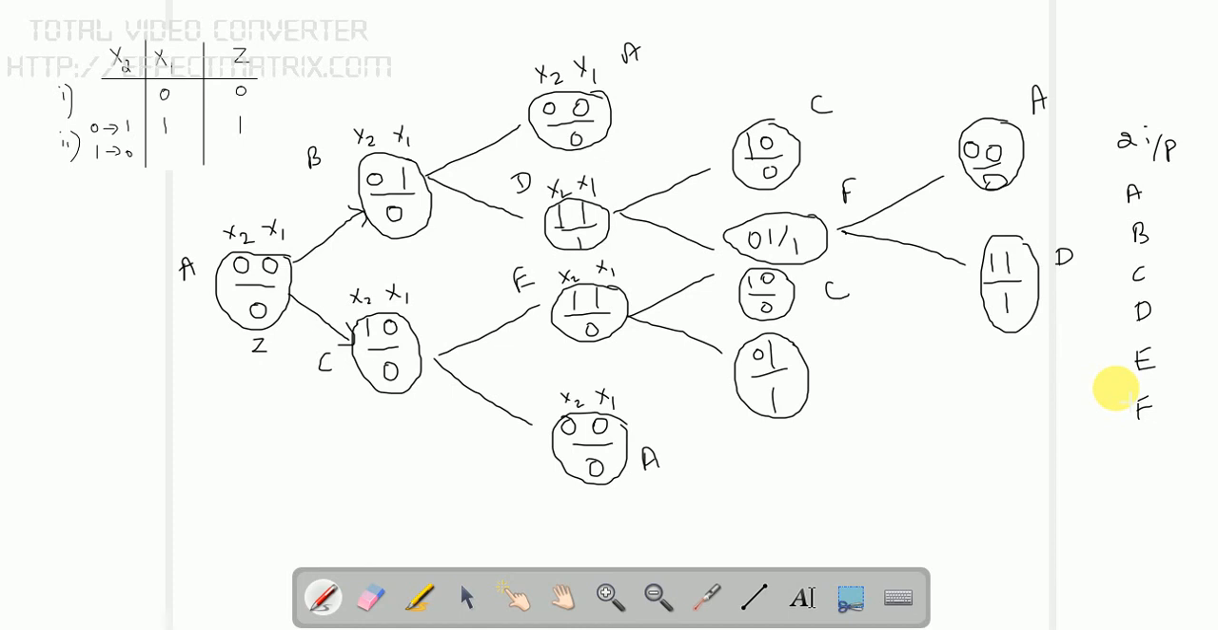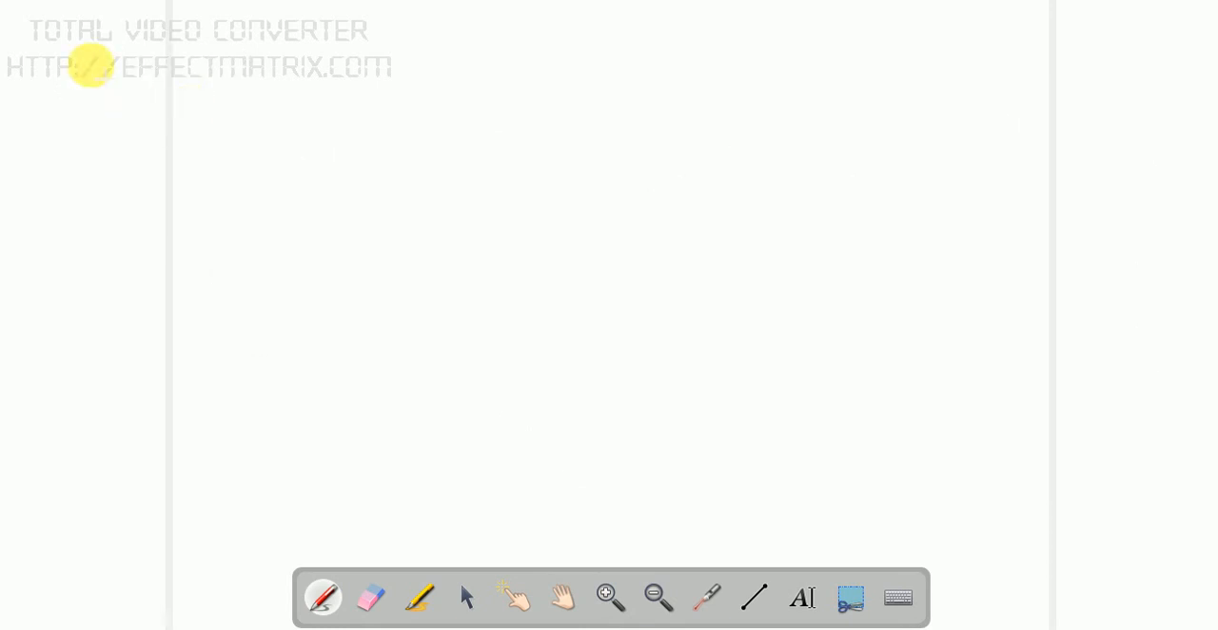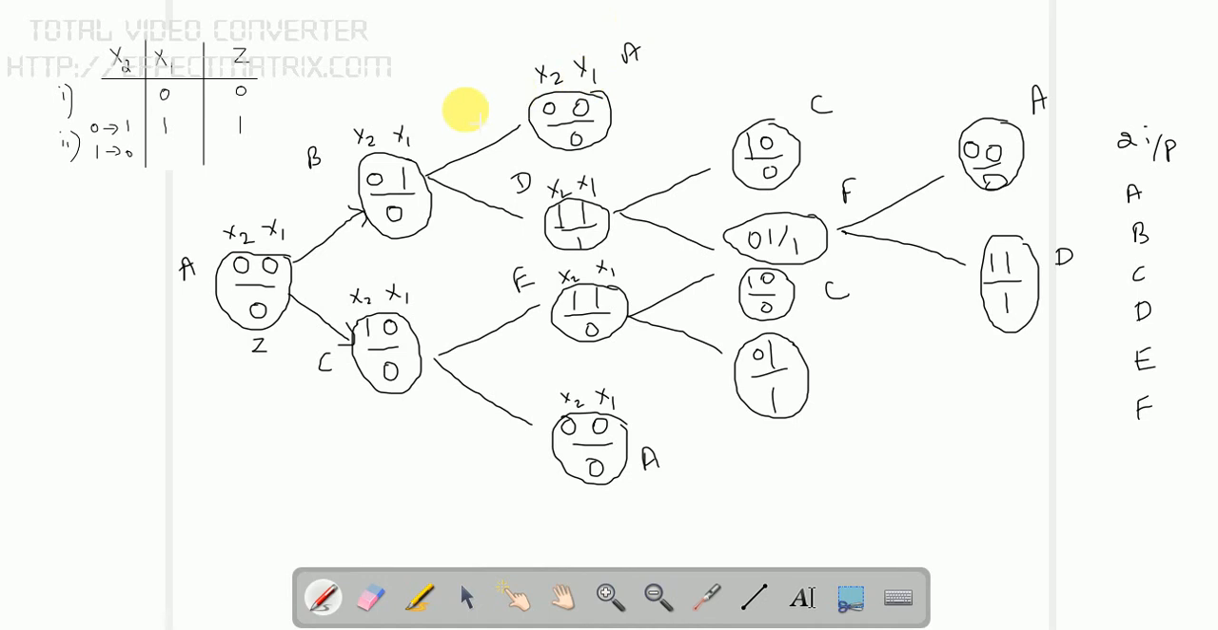So the next step will be the state diagram. So what I'm going to do now, I'm going to take this tree diagram as a reference.